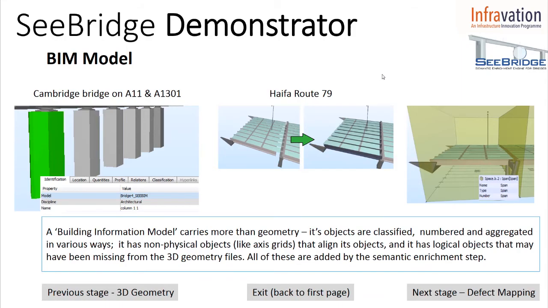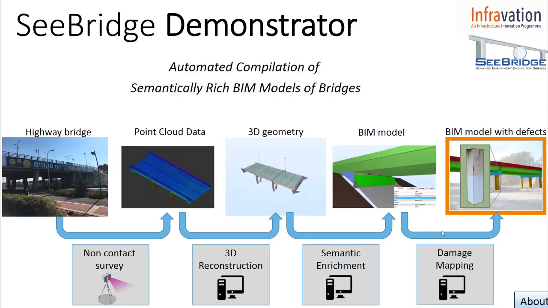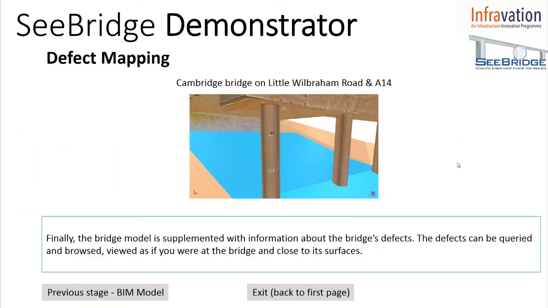So now that we have the BIM model, which is a model filled with information about the elements, the next step is to detect defects on those elements. So this step is taking a BIM model and using very high resolution pictures, attaching them to the elements. The defects can be viewed as if they were at the bridge and close to its surfaces. And you can use this information to assess damage and repairs and more.